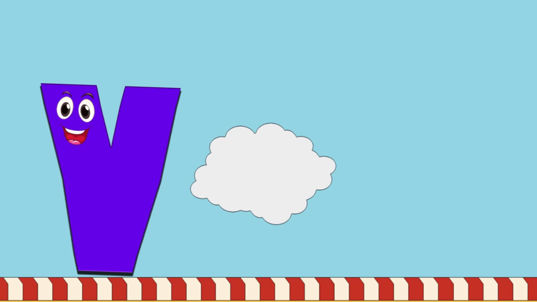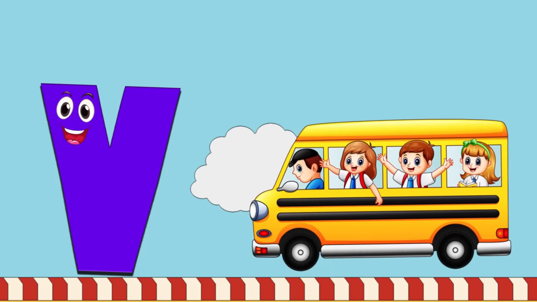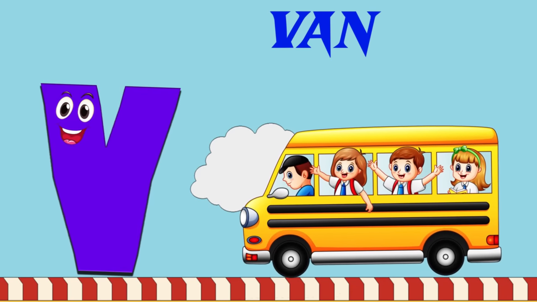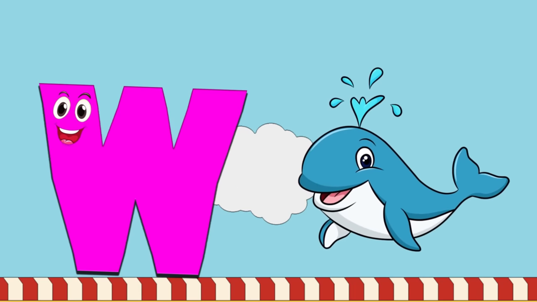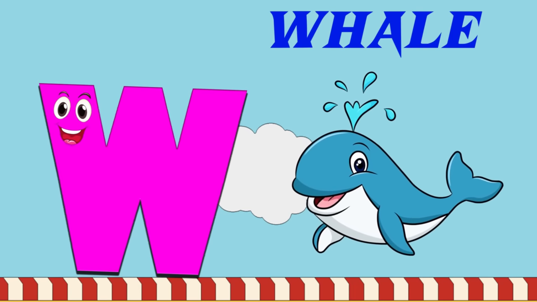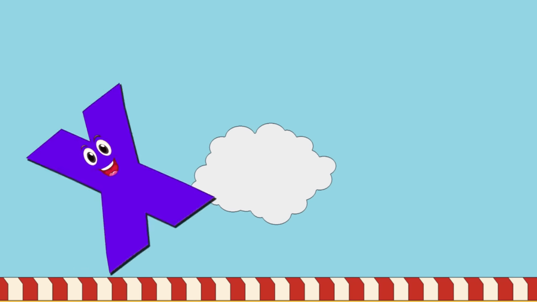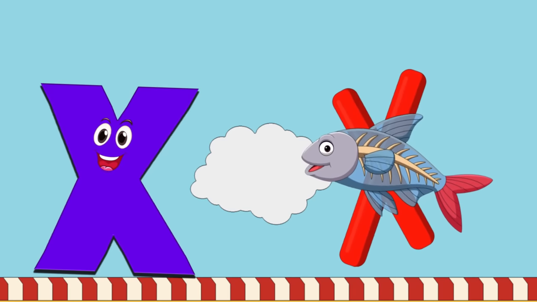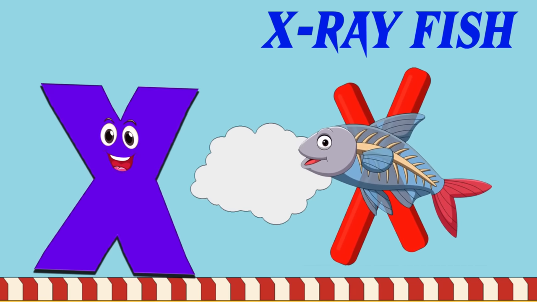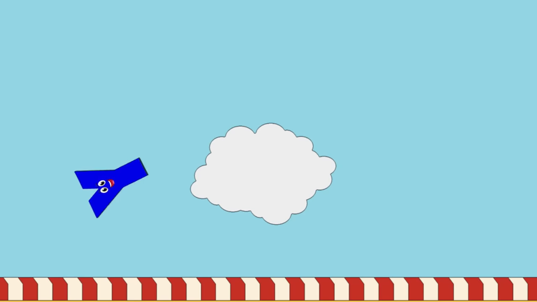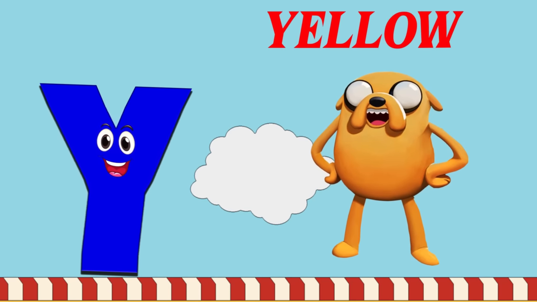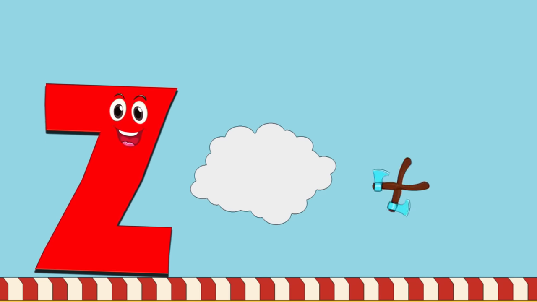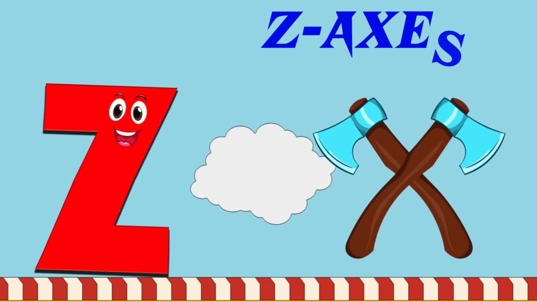Letter V. V for van. Letter W. W for wheel. Letter X. X for X-ray fish. Letter Y. Y for yellow. Letter Z. Z for Z-axis.